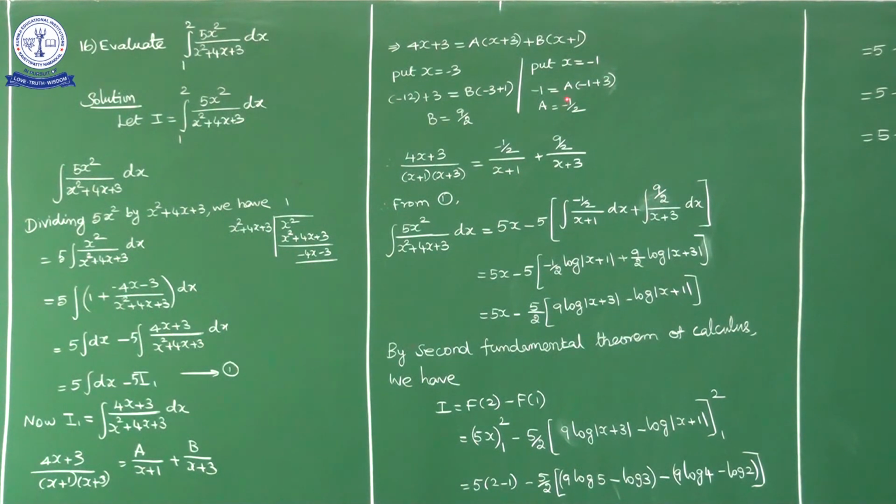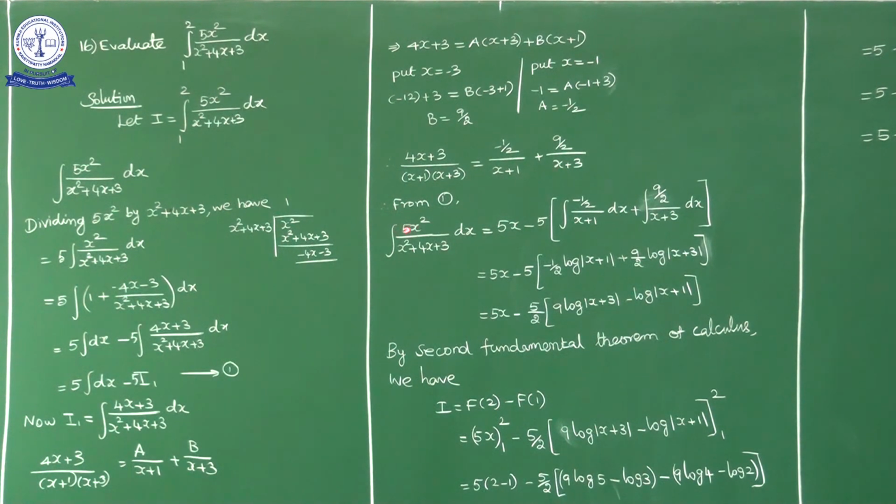So what did we get? A value as minus 1 by 2, b value as 9 by 2. Substituting the a value and b value here, what we get is (4x plus 3) upon (x plus 1) into (x plus 3) is equal to minus 1 by 2 into (x plus 1) plus 9 by 2 into (x plus 3).